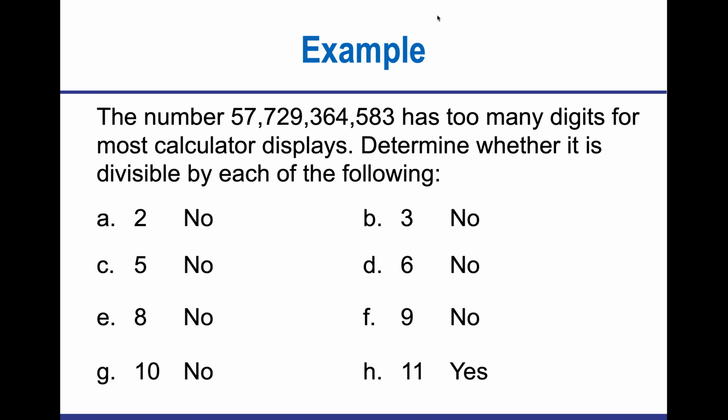For 11, this is the situation where I'm looking at odd powers of 10. So this is 10 to the 1, this is 10 to the 3, this is 10 to the 5. So you see what I'm seeing here? I'm looking at odd powers. So 3, 5, 6, 9, 7, 5. Those are the digits that I'm looking at to determine divisibility, and it is divisible. Those digits added together equal something that is divisible by 11.